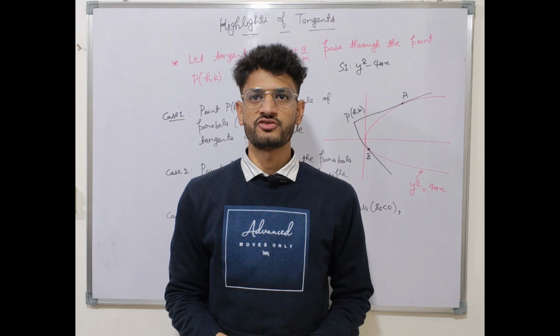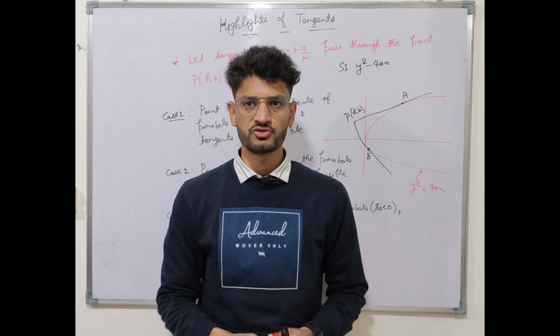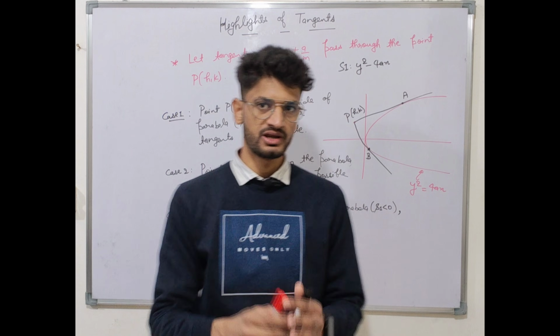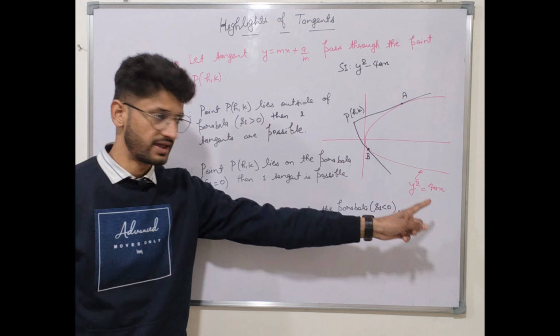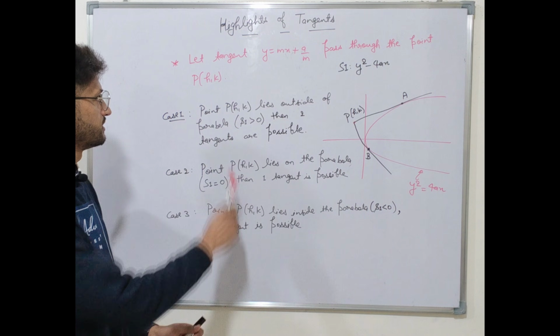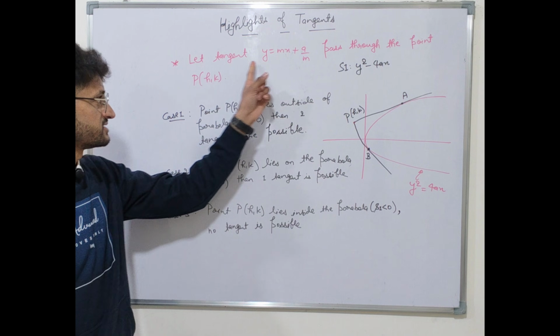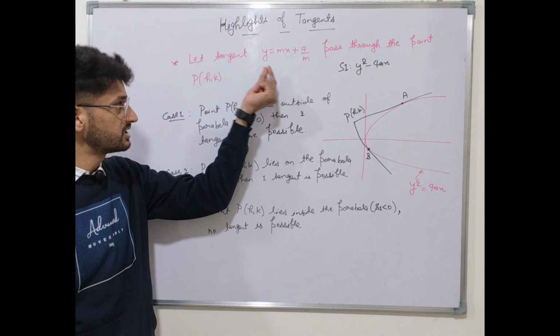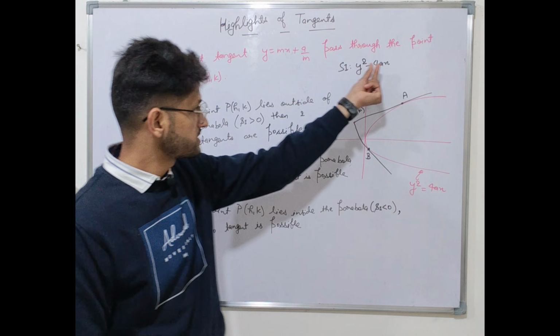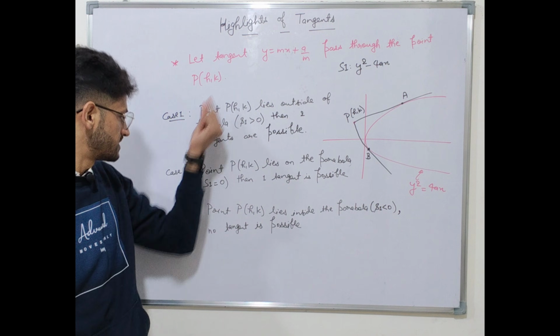So let's see highlights of tangents. We will see how many tangents are possible in different scenarios. For example, if we have a parabola y square equals 4ax and a point P(h, k), let the tangent be y equals mx plus a upon m passing through the point P(h, k). There are three different scenarios.